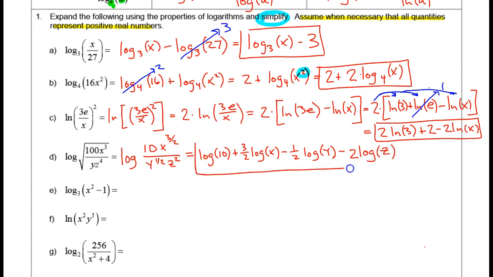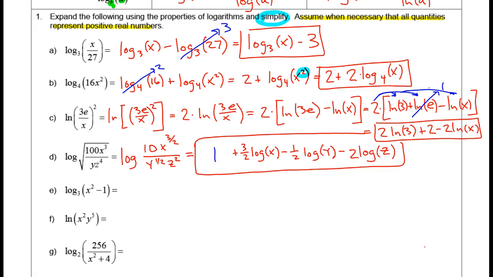All right, folks, there you have it. There's the answer to part D. And actually, it would be marked wrong in WebAssign because there's a part I didn't simplify here. The log base 10 of 10 is 1. So I can rewrite this as 1. So the final answer is going to be 1 plus 3/2 log x minus 1/2 log y minus 2 log z.